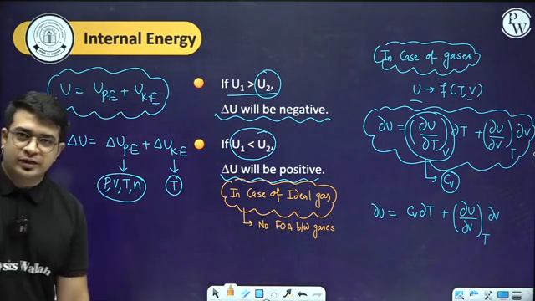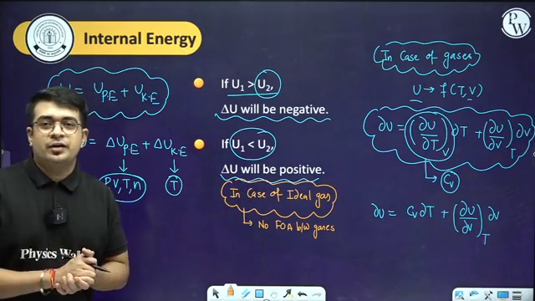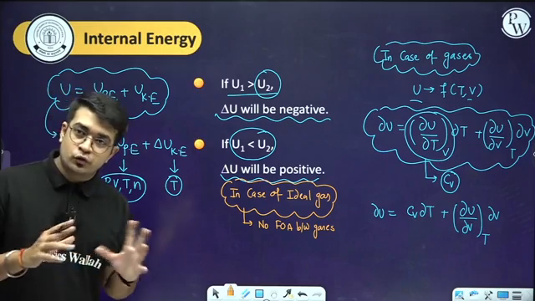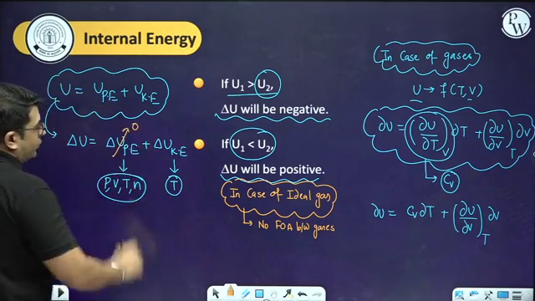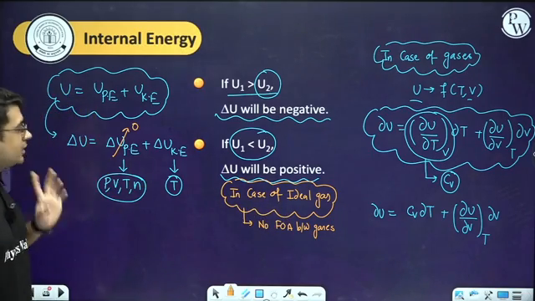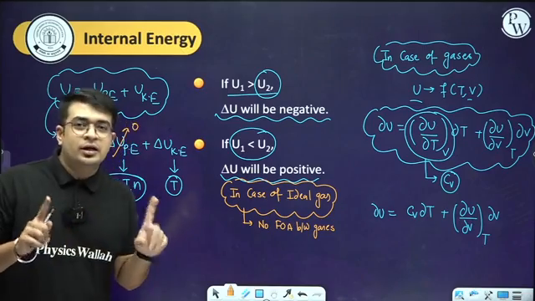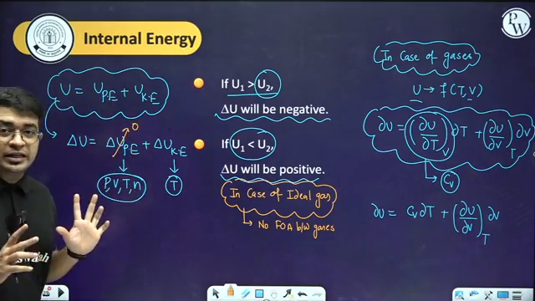Ideal gases have no force of attraction between the molecules, which is the kinetic theory of gases. It simply says that gas molecules are very far apart, and there is no force of attraction or repulsion between them. If that holds true, this entire part will be zero. In the case of ideal gases, the change in internal energy is not going to depend upon potential energy. This entire part will be zero. It only depends upon the kinetic energy.